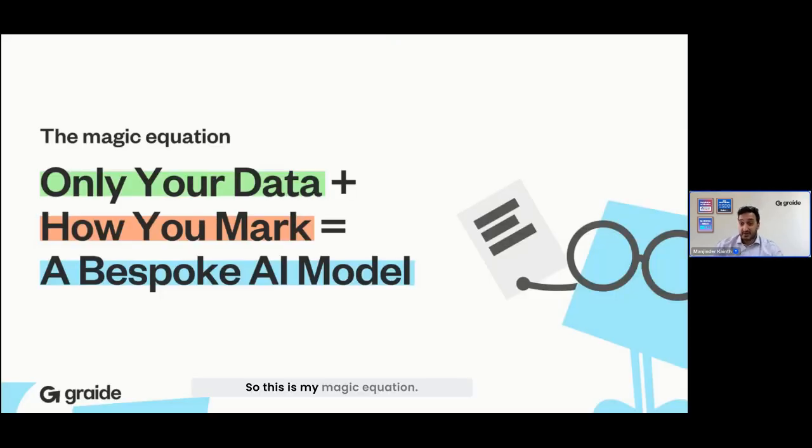So this is my magic equation. What we do is we take only your data and we learn how you mark, and we combine those two things to build a bespoke AI model for you in the system itself.